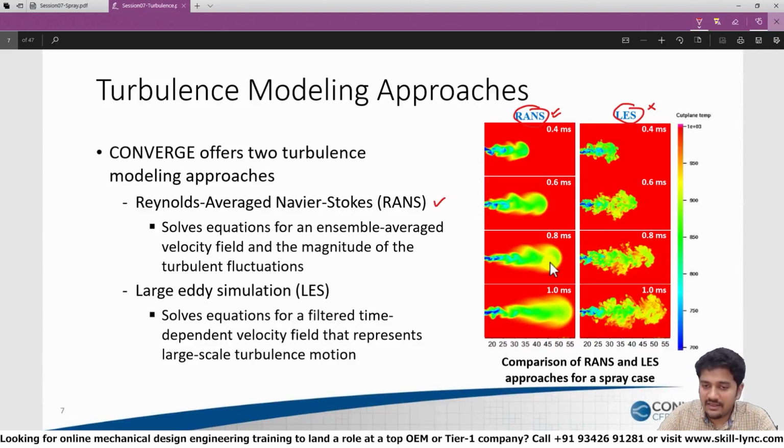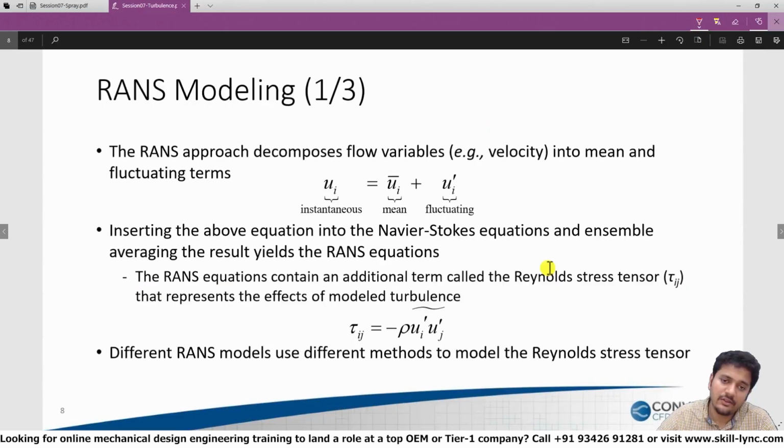So the idea with RANS is you solve equations for an ensemble averaged velocity field or a time averaged velocity field and the magnitude of turbulent fluctuations. Right, so this might be a bit complex at this stage, but I think in the next slide we have an equation. So in the RANS modeling, the first thing that you do is something called Reynolds decomposition. So the idea is this is your instantaneous field, right?